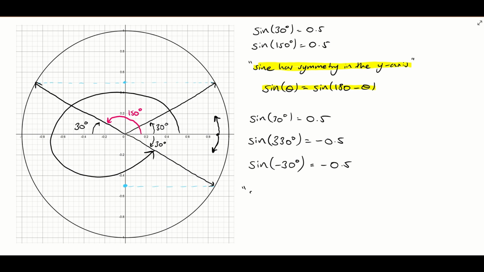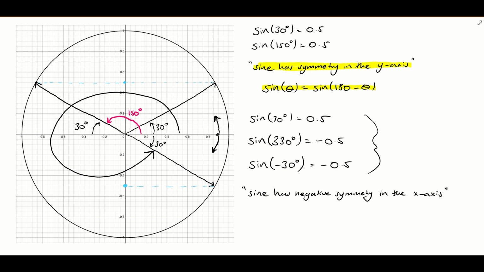So what we say is, I like to use the statement sine has negative symmetry in the x-axis. So if you reflect an angle in the x-axis, you're going to get the negative version of what you get in your original drawing, right? So if I draw a 30 degree angle and I reflect it by the x-axis, I'm going to get the negative version of whatever I got when I did sine of 30. And that's what we're seeing happen here, right?